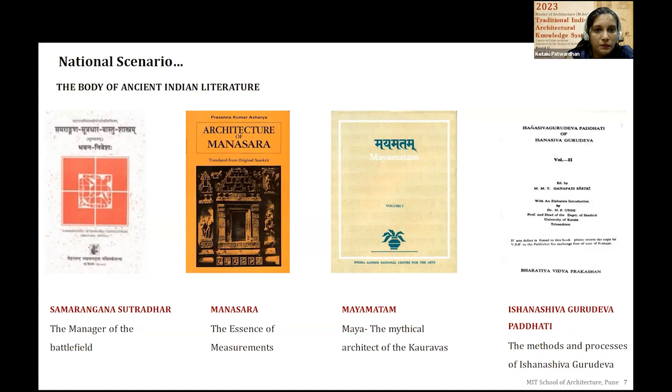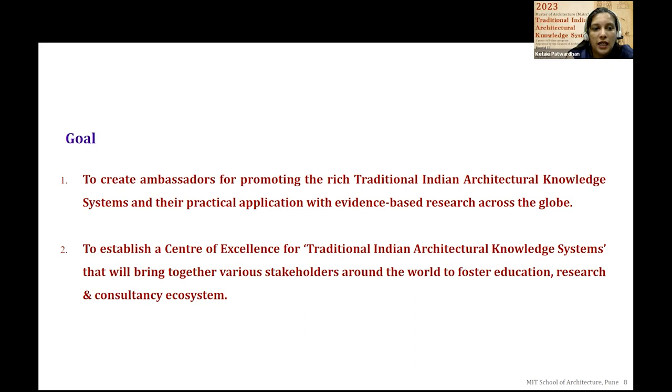Now, the goals of our department are to create ambassadors for promoting the rich traditional Indian architectural knowledge systems and their practical applications with evidence-based research across the globe, and also to establish a center of excellence for traditional Indian architectural knowledge systems that will bring together various stakeholders around the world to foster an education, research, and consultancy ecosystem.